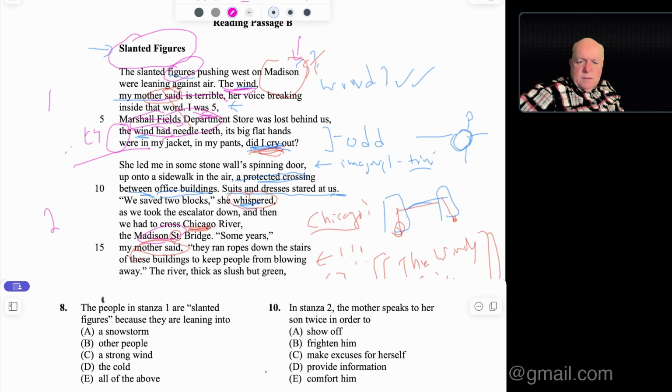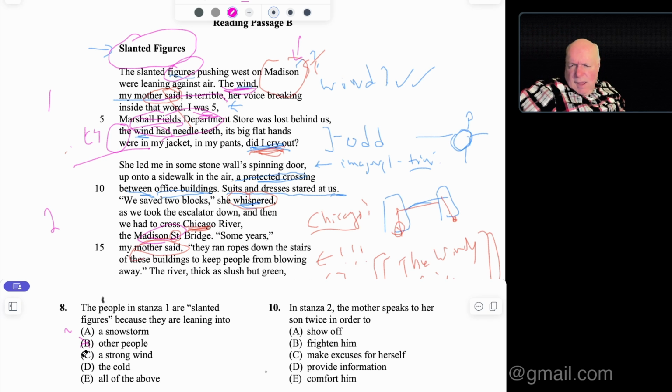All right, so the people in stanza 1 are slanted figures. We talked about that because they are leaning into what? A, a snowstorm. Yeah, we talked about it's certainly windy and there's a snowstorm, so that seems like a viable choice. B, other people. They could be, but that seems to be pushing it a little. In fact, we know it's not that because it says they were leaning against air. If it was other people, they would be leaning against other people.